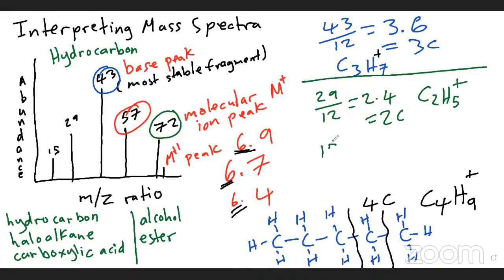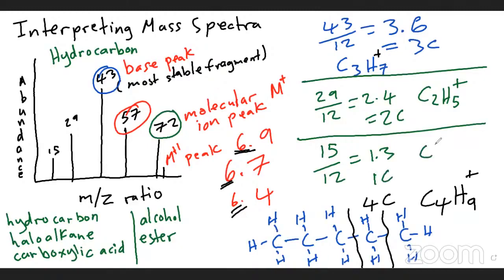And then 15 divided by 12 would get 1 point something. One point three. All right, so it would have 1 carbon. So that's CH3 plus.